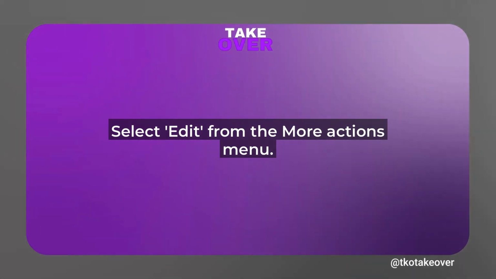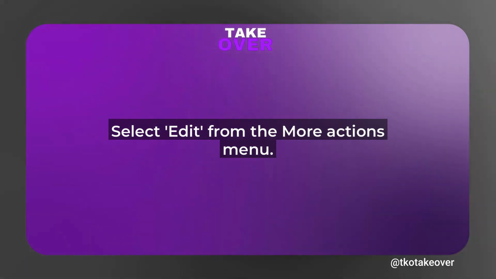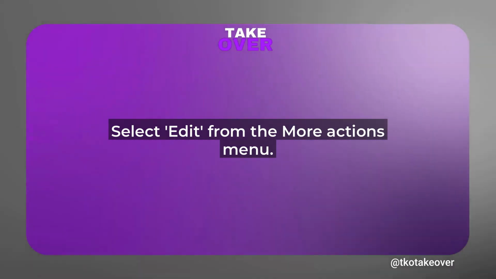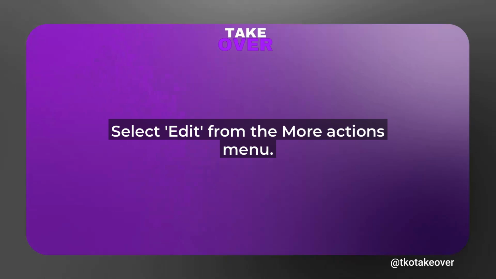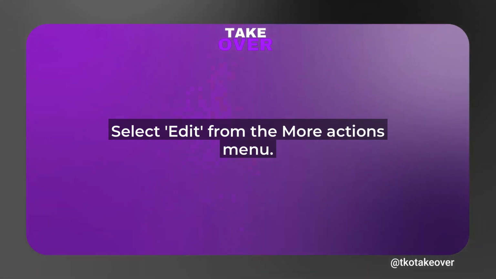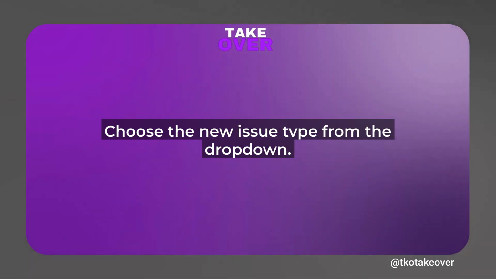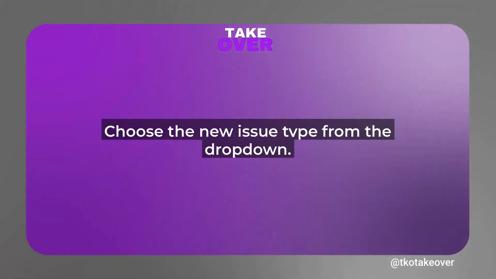In the edit screen, scroll down until you see the Issue Type field. It's typically a drop-down menu. Click on it and select the new issue type that best fits your needs. For example, if you're changing from Story to Epic, go ahead and make that selection.